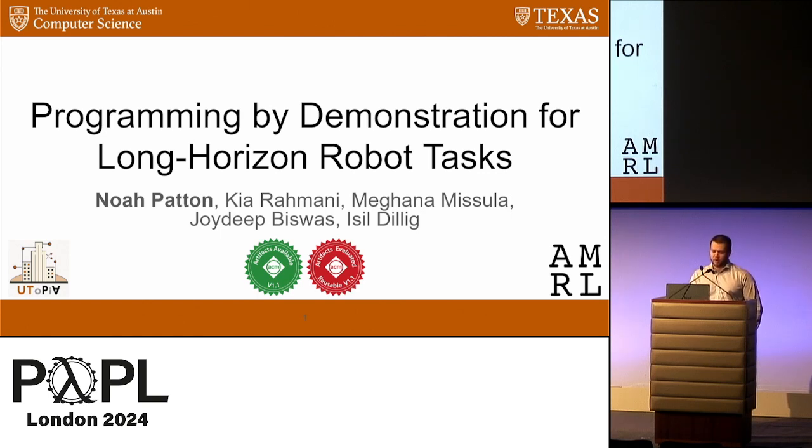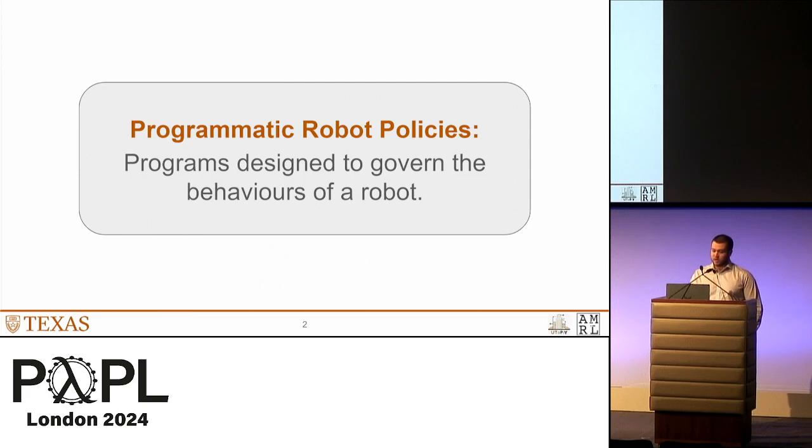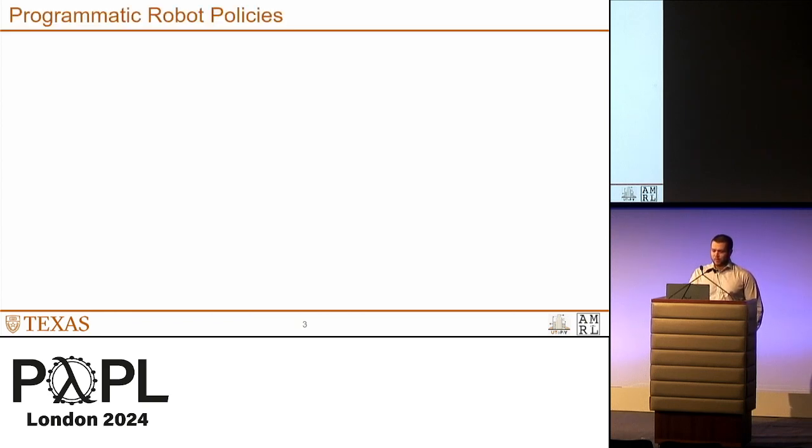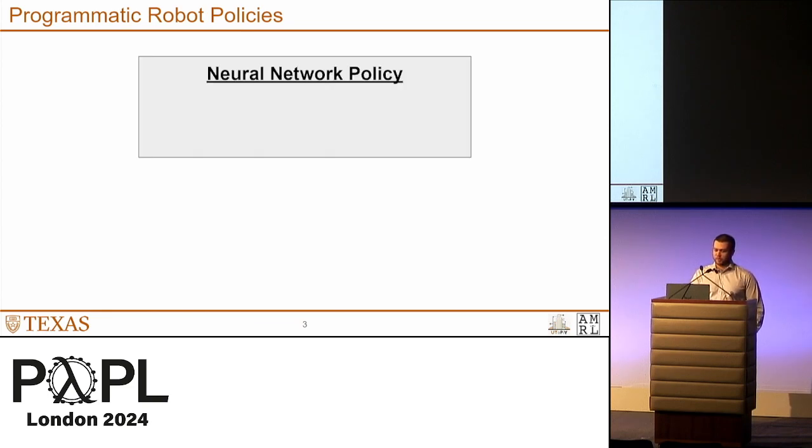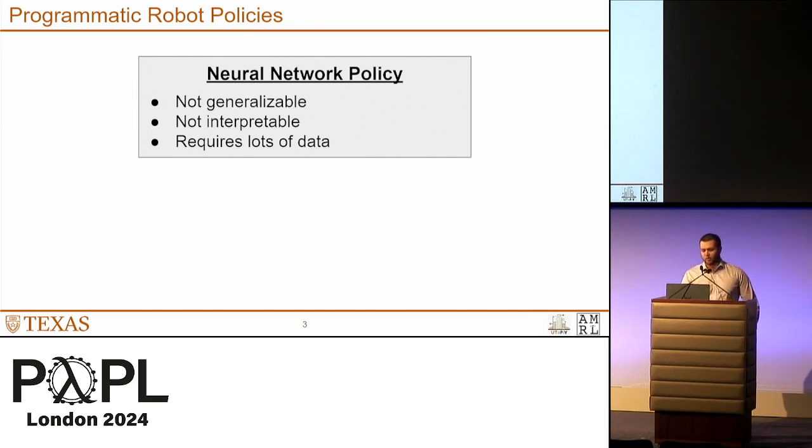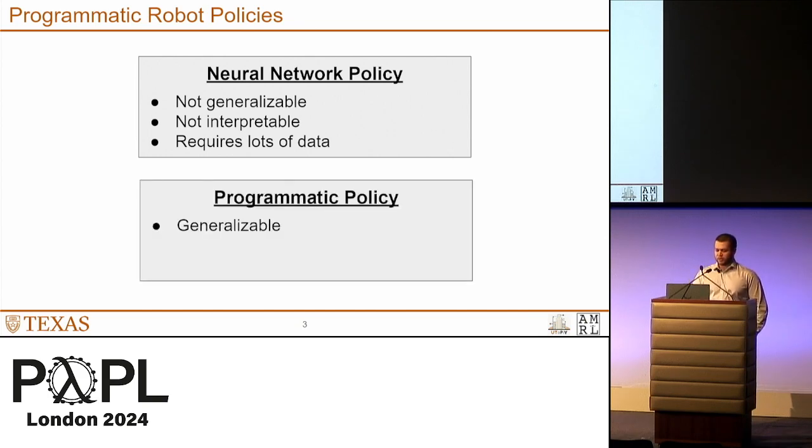So you might be wondering, what are programmatic robot policies? Well, programmatic robot policies is essentially a program that's specifically designed to govern the behaviors of a robot. But why use programmatic policies rather than neural network policies, which have been responsible for much of the recent progress in robotics? Well, the answer is they don't generalize very well to different environments. They are difficult to interpret and verify, and a lot of data is required to train them. On the other hand, programmatic policies are generalizable to multiple environments, are interpretable and amenable to formal verification, and can be synthesized effectively from less data.